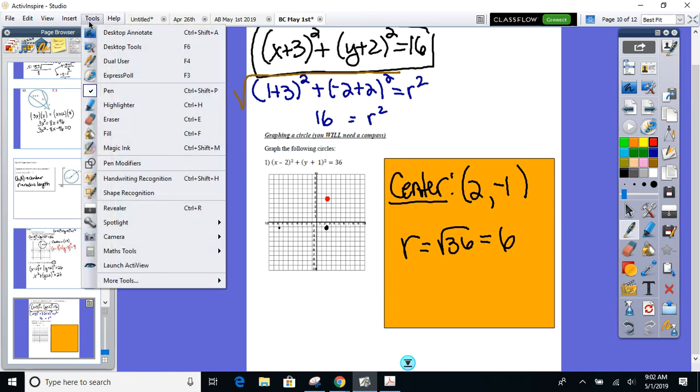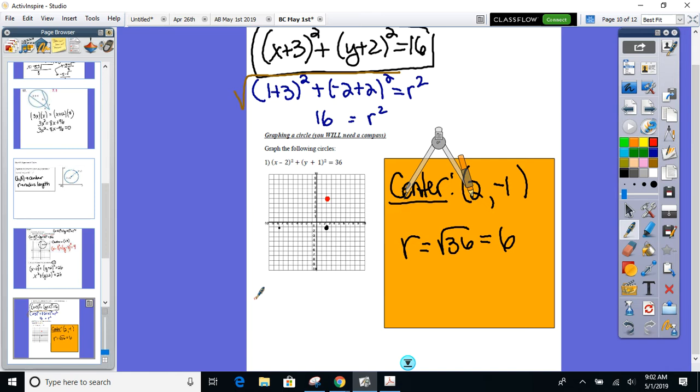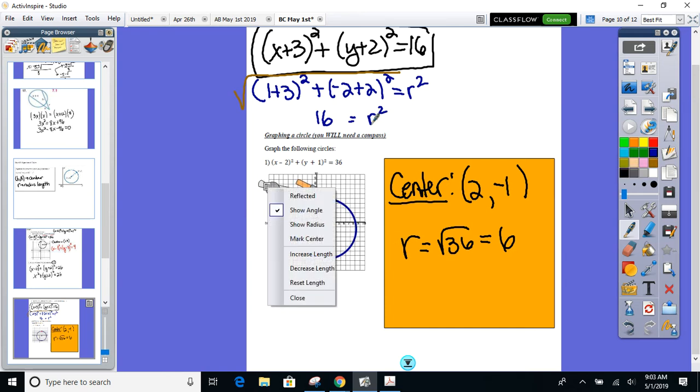You take your compass. Make sure the compass point goes on the center. Pencil goes on the point on the circle. And do what you guys probably have wanted to do all year long. Make a full circle around. Look at that beaut.